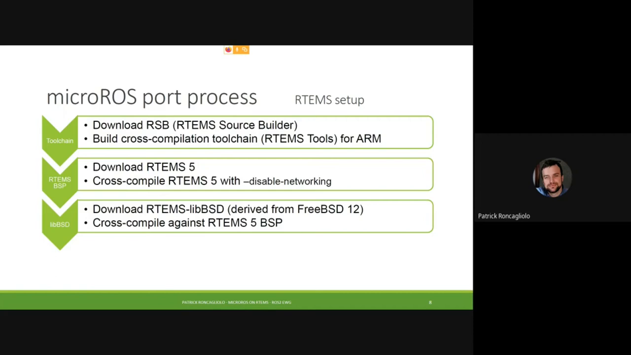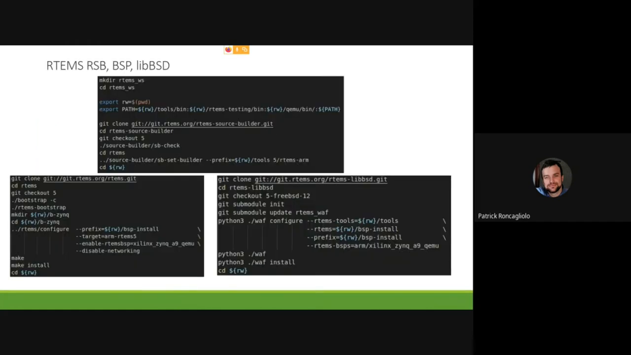Then you download RTEMS libbsd, which is the library that integrates RTEMS with a complete set of POSIX calls and networking support. And again, you cross-compile this library against your own RTEMS 5 board support package. These are just examples that I leave in the slide deck as a reference. You just clone a bunch of repositories, first the RTEMS source builder, then the source code of the core, and then the BSD library, and you build with your own set of scripts specifying the version, which is 5, and the target architecture, which in this example is ARM.